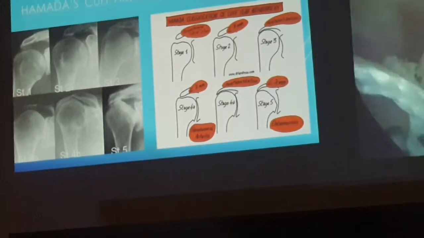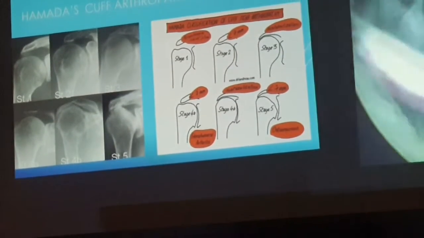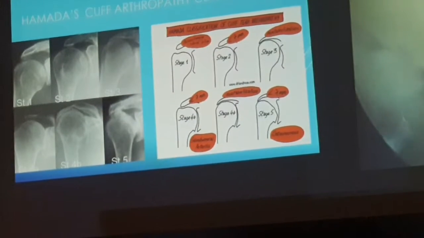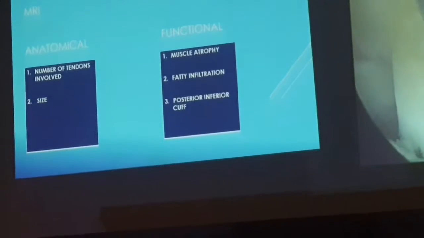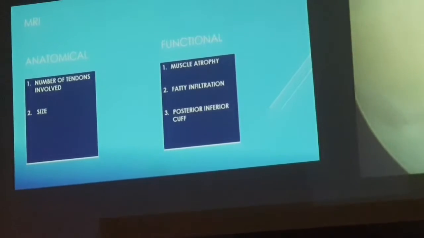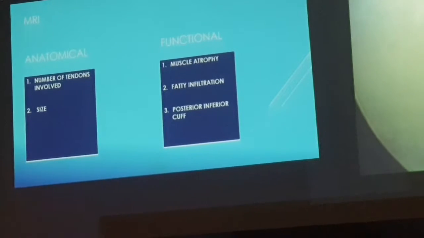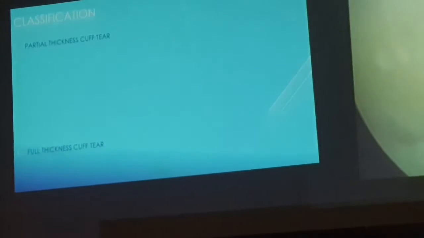Your X-rays will also give an idea of what's happening. We use the Hamada classification to look for the severity of the cuff tear arthropathies, from stage 1, which is normal, to stage 5, which has osteonecrosis. All patients of cuff tear undergo an MRI, and you look for two important things: the anatomical factors and the functional factors. For the anatomical factors, we look for the number of tendons involved and the size of the cuff tear, and for functional, we look for the muscle atrophy, fatty infiltration, and the status of the posterior inferior cuff.